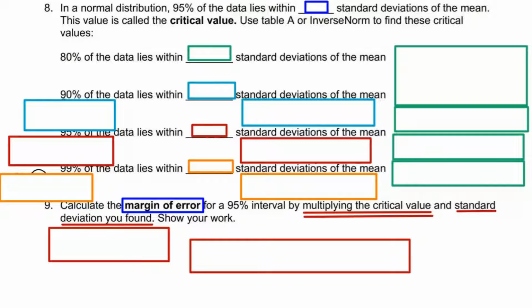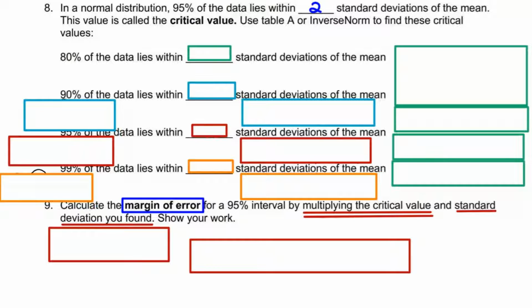This is the 68, 95, 99.7 rule. So it's approximately 2 standard deviations. It's close enough that that's what we say. It's actually a little bit less, but when we're learning the empirical rule, we just kind of let that wash over us. This value is called the critical value. Super important. How many standard deviations are we away from the mean?